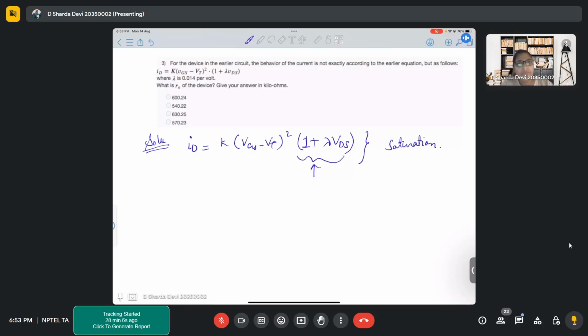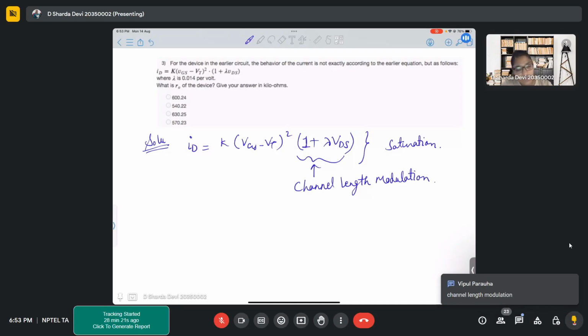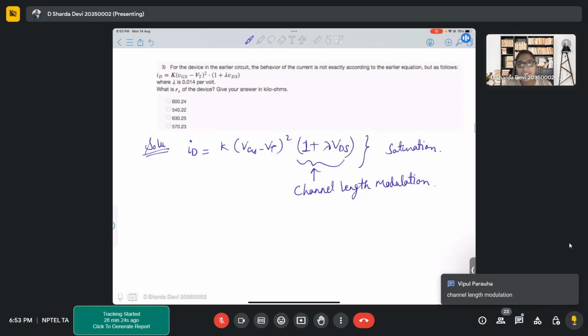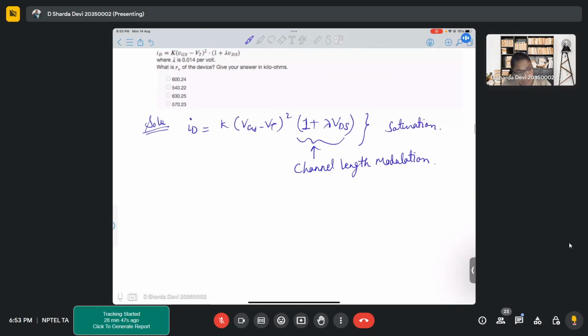What is this extra term? Channel length modulation. Yes, it is channel length modulation. Earlier, last time also, there was a mention of the lambda term, and it was mentioned in last week's problems that lambda is 0. So what will happen if lambda is not equal to 0? When lambda is not equal to 0, it introduces this non-linearity, the second order effect that we call channel length modulation in a MOSFET.